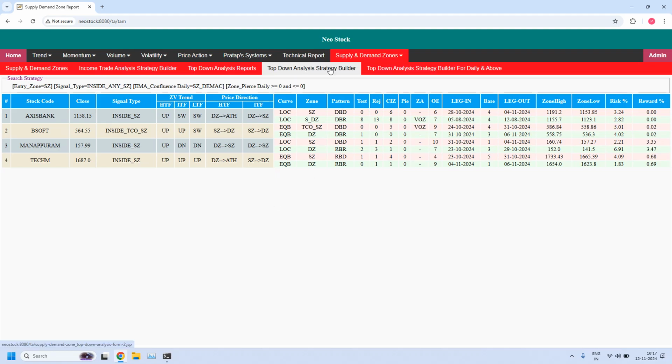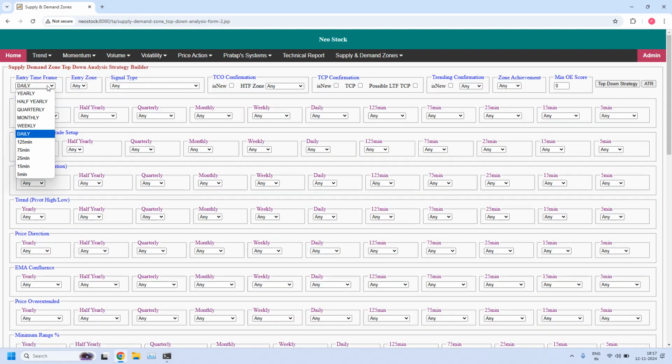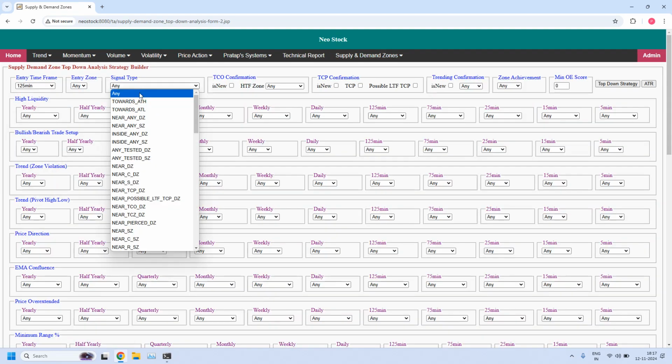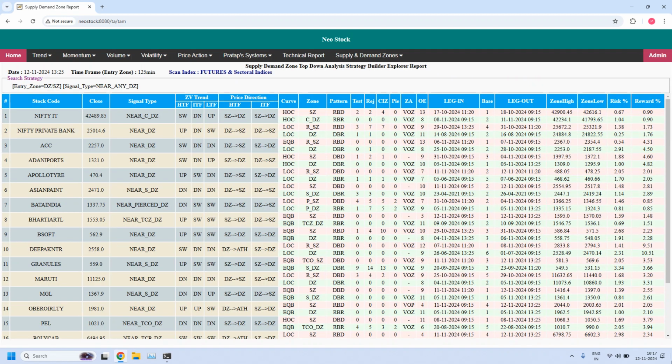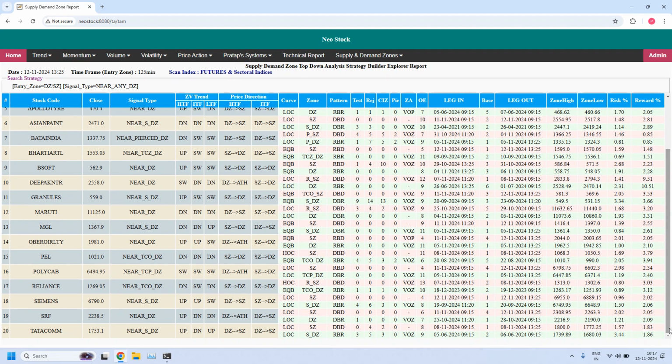Next time frame is 125 minutes. Let us find the stocks near 125 minutes demand zone. We got a big list. These are the first 15 stocks. I am scrolling the list down. So total 20 stocks are filtered.